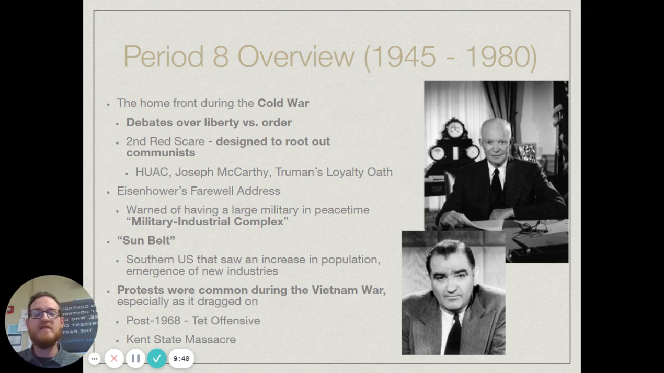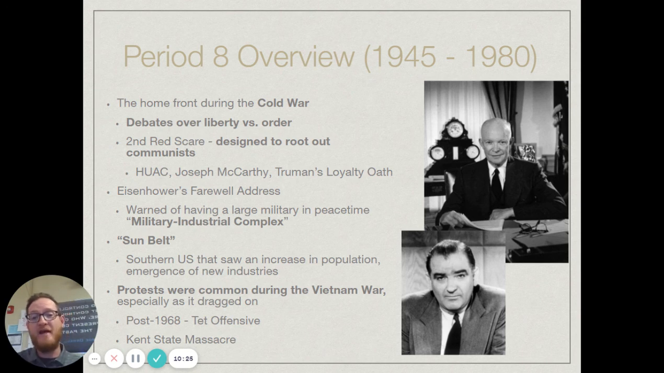Again, we said Eisenhower comes after Truman as president, and Eisenhower is going to issue a big warning in his farewell address. And the thing that he is going to warn, which is interesting, him as a former military general, is going to warn this. He warned of a large military in peacetime and what he called the military-industrial complex. And he warned of the dangers of that and that it could be very, very dangerous for people's liberties if we had that large standing army and if the military-industrial complex, as he called it, would be like the defense industries and that kind of thing, had too much power, what that could mean for the people.